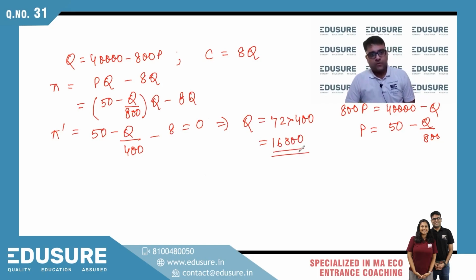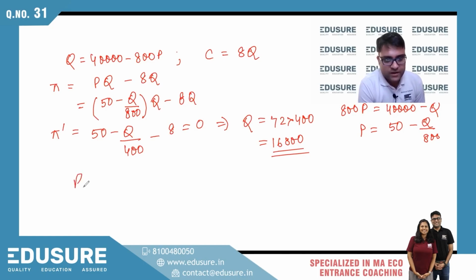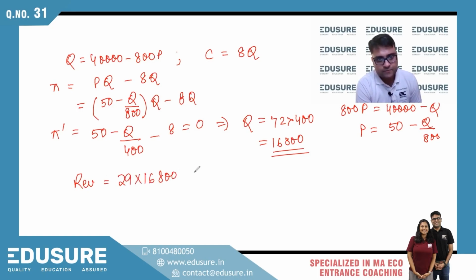Right? 42 into 400, 16,800. So the revenue is equal to 50 minus 16,800 divided by 800. 50 minus that, 29. 29 multiplied by 16,800 is 487,200.